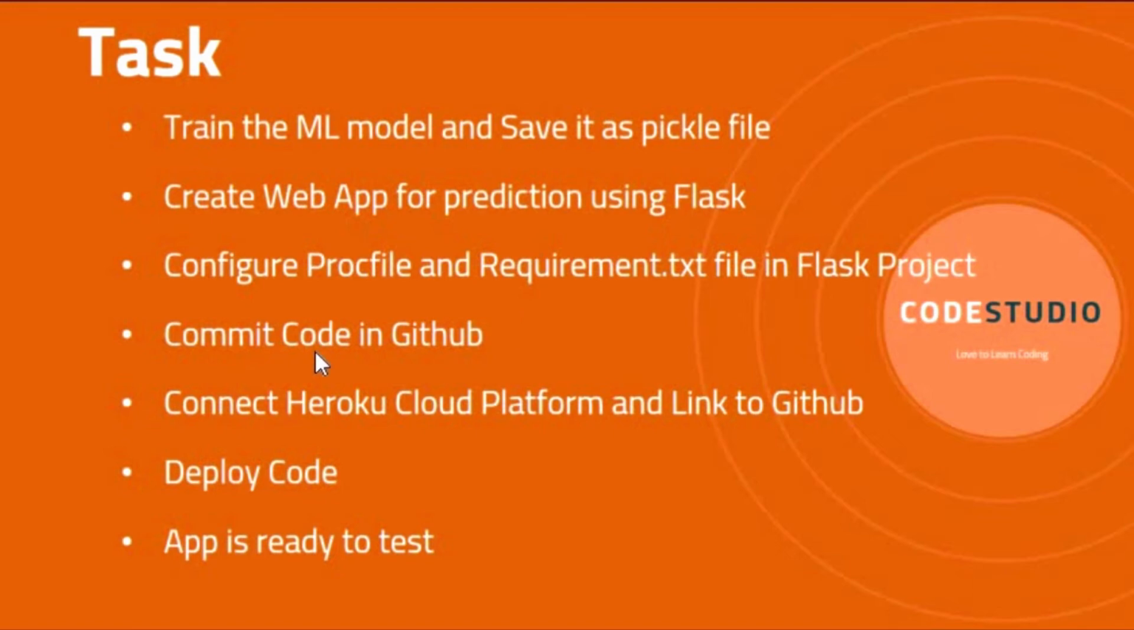Now the fourth point is, once the project development is completed, you have to commit your code to a GitHub repository. Then the fifth point, connect the Heroku cloud platform and link it to your GitHub repository. Then the sixth point, you have to deploy the code from the GitHub repository into the Heroku cloud. That's it. Then your app will be ready to test.